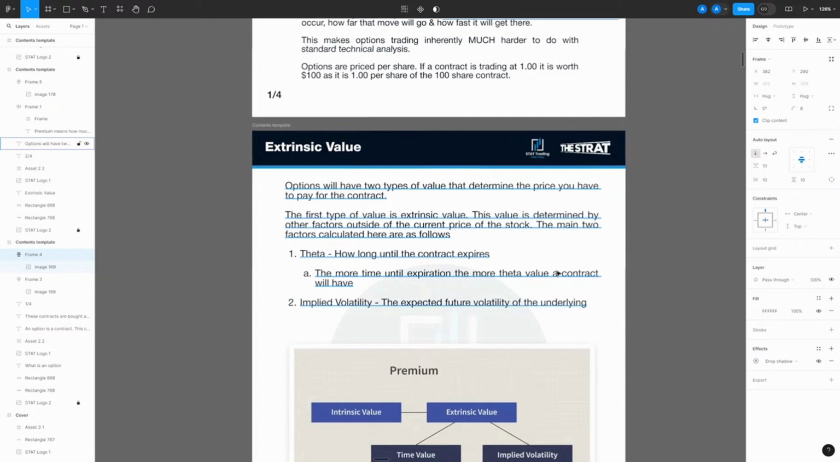The second thing is implied volatility. So this is the expected future price movement or future volatility of the underlying stock. So if it's like, let's say, what's been moving around?